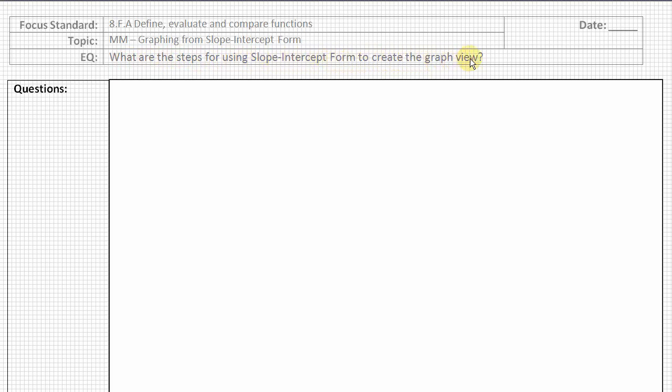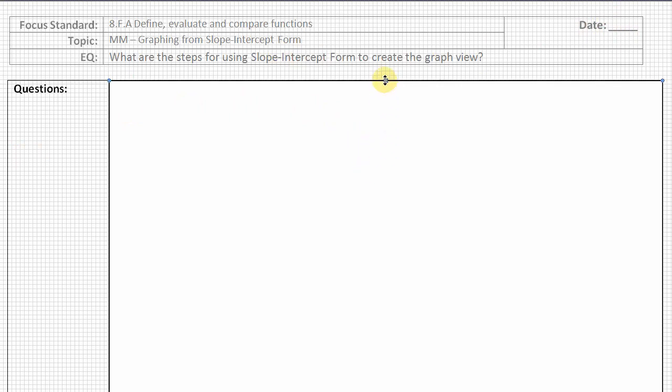And this is specific to linear equations because Slope-Intercept Form is specific to linear equations. So let's go ahead. Once you have your header set up along with today's date, your question column, and your note column, let's go ahead and begin.